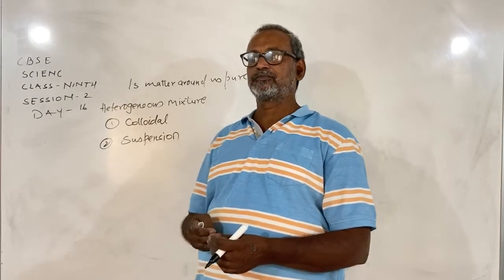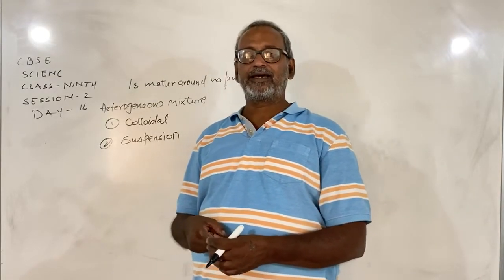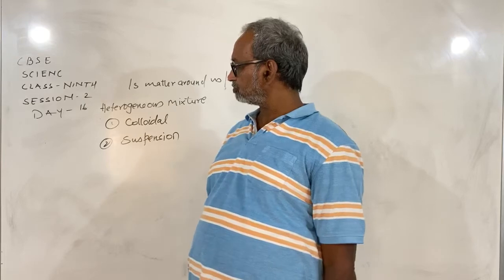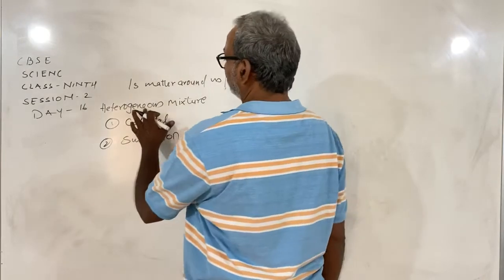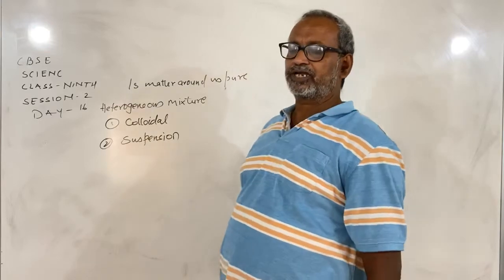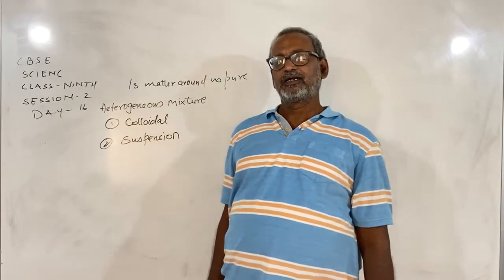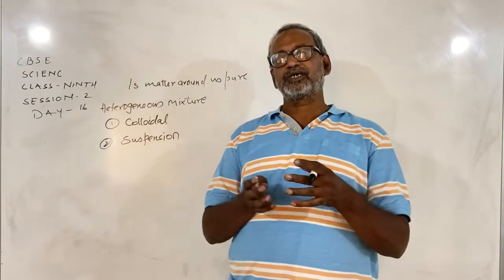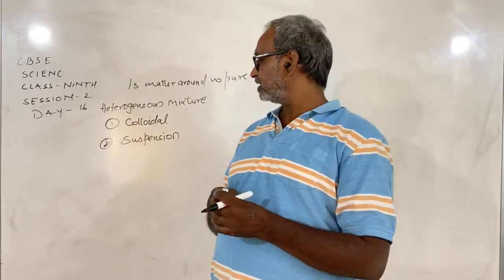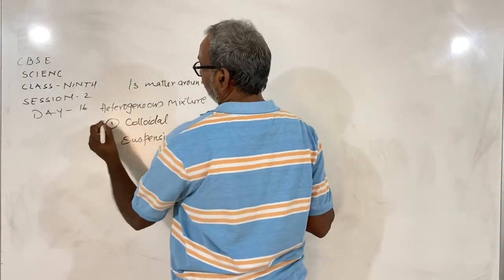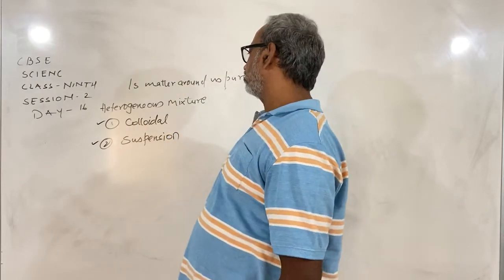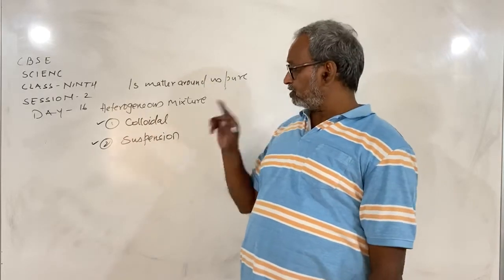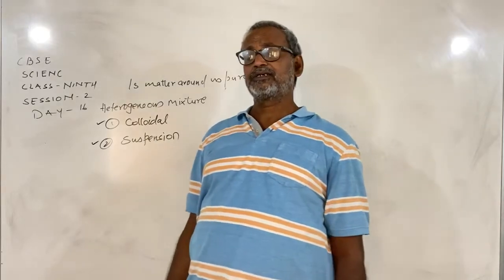Solution, alloy, air are examples of homogeneous mixture. A heterogeneous mixture does not have uniform composition, and it has visible boundaries so that you can separate them easily. There are two types of heterogeneous mixture, or we can categorize heterogeneous mixture into two groups, namely colloidal and suspension.